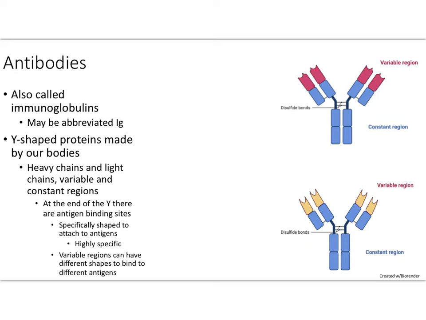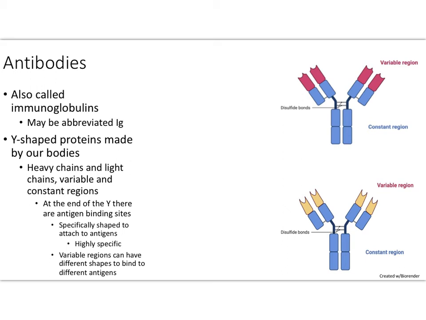Aside from the heavy chains and light chains, we have what's called the constant region and the variable region. So the constant region is basically the same for every single antibody that you will make. It is a protein or a piece of a protein that has the same sequence of amino acids no matter what specific antibody you are talking about. So that's a constant region. It doesn't change. It stays the same throughout your body.